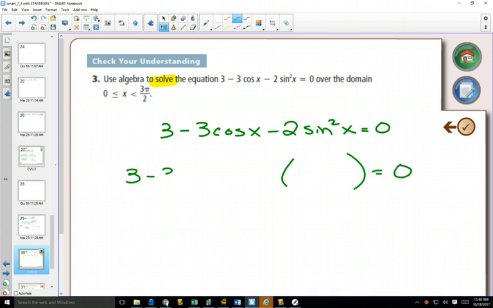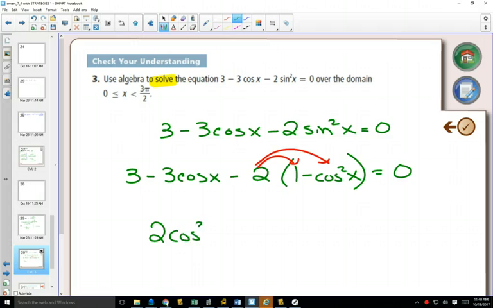So I'm going to rewrite everything else. But instead of sine squared, what am I going to write? 1 minus cos squared. If I distribute things and combine my like terms, you might notice we have a quadratic equation here. So we're going to either need to factor or use our quadratic formula. Can you see when I distribute that, I'm going to get a positive 2 cos squared x. I still have a minus 3 cos x. And this minus 2 combined with that plus 3 will give me a plus 1.